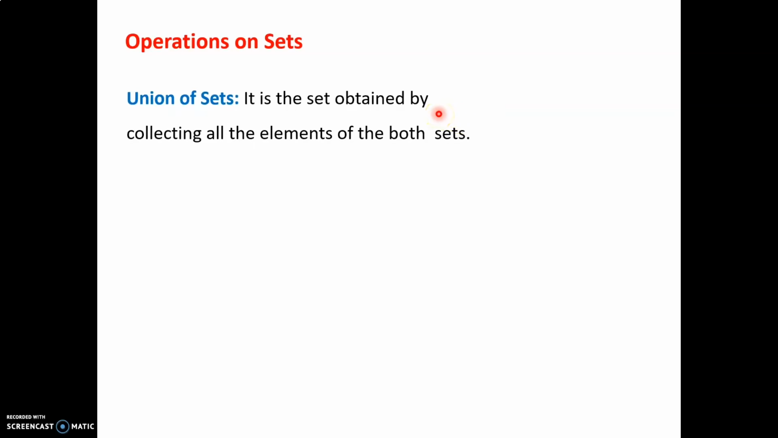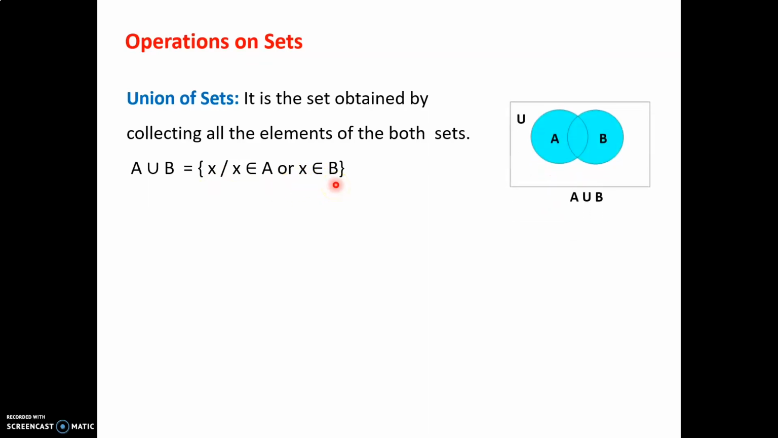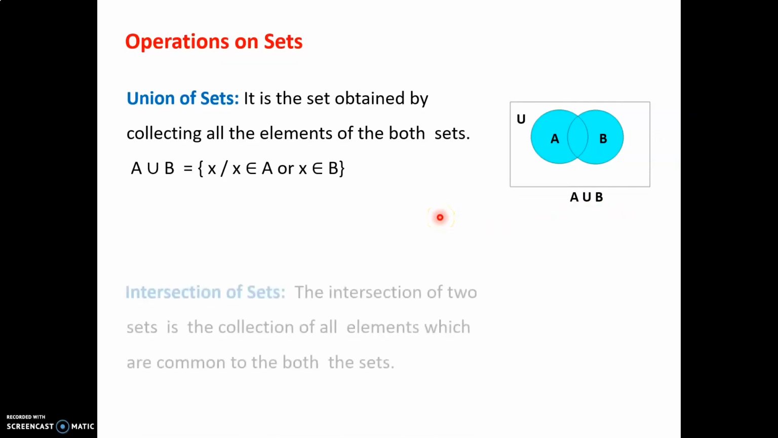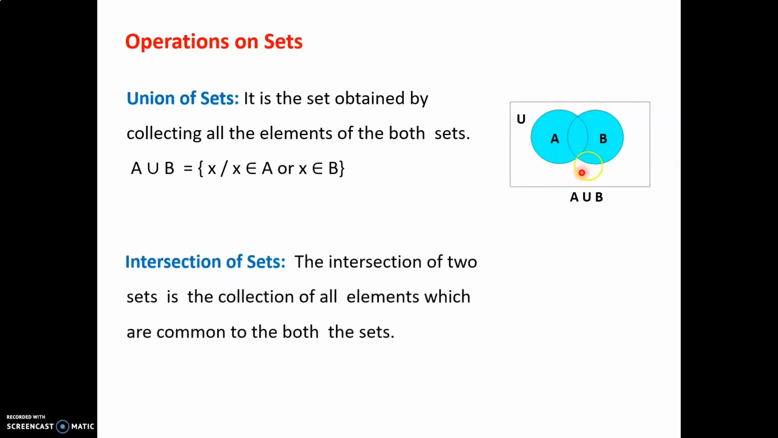Union of two sets is a set obtained by collecting all the elements of both sets. Union of two sets is denoted by A union B and is defined as the set of elements X such that X belongs to A or X belongs to B. In this Venn diagram, U is the universal set, A and B are subsets of U. Then A union B is the shaded region in the diagram, which is the collection of all elements of A and B.